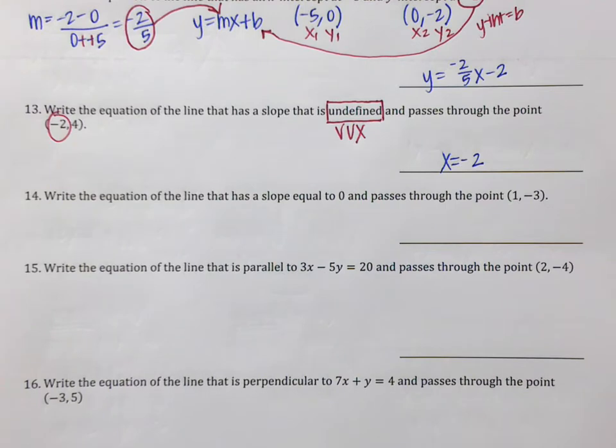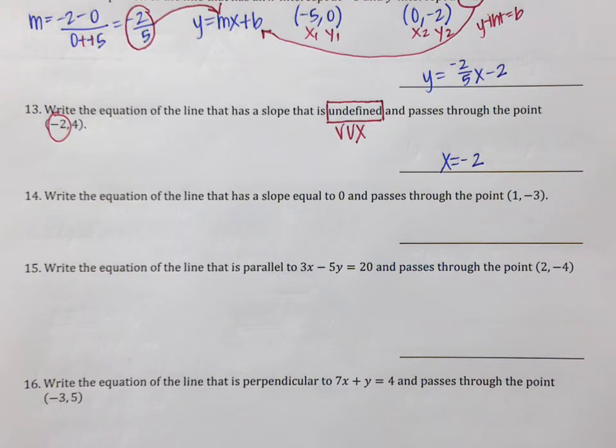And that's it. So 14 says write the equation of the line that has a slope equal to 0 and passes through the point 1, -3. Two ways that you guys can attack this. You can plug it in: y minus y1 equals m times x minus x1. You have your m, you have your point.